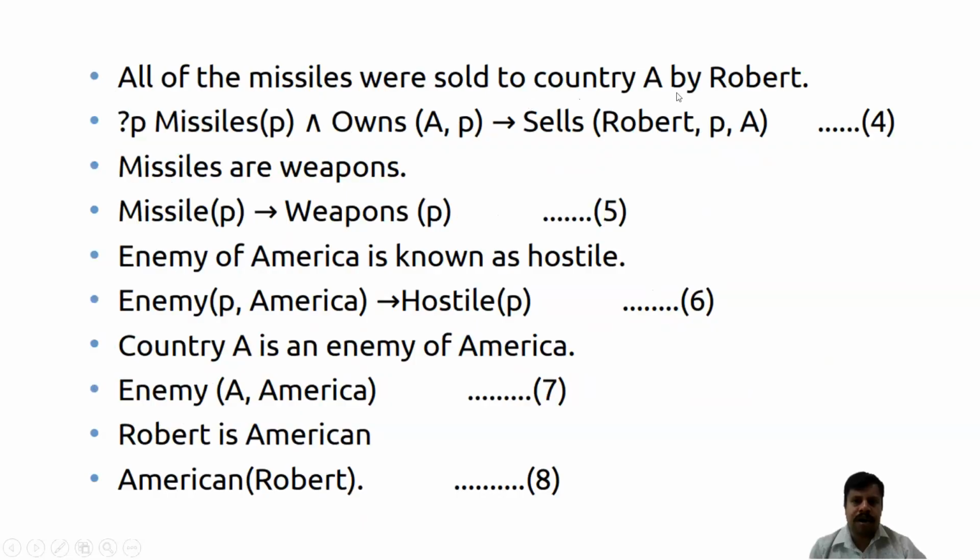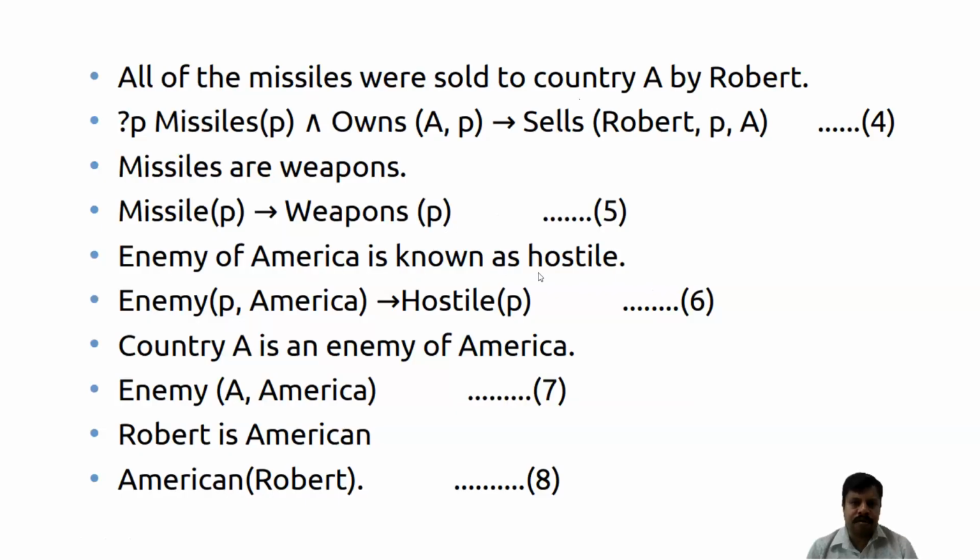All of the missiles were sold to country A by Robert. So Robert is a person. So P, missiles conjunction owns A comma P. Then that is sold by Robert, P comma A. So here missiles are weapons. Missile is represented as P. Weapons are represented as P.